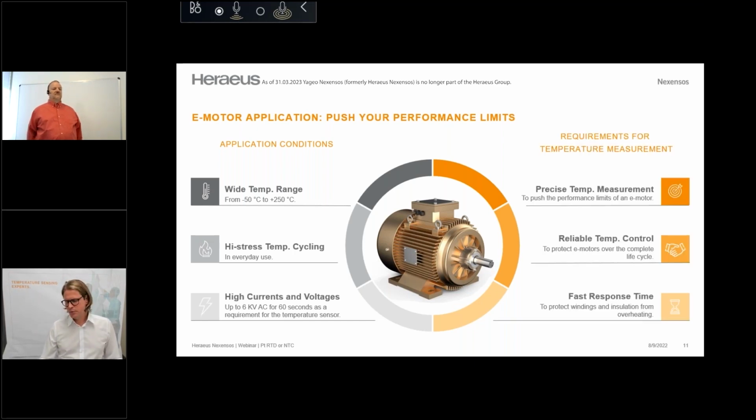That means we need a very precise temperature measurement, because you want to drive as long as possible on the left lane on the Autobahn. That means you want to go close to the material limitations in the e-motor. You need a reliable temperature control, because you want to have the same protection after 5 years, because you don't want to reduce the speed because of a worse protection. And you need for sure a fast response time, which is only possible with an optimized sensor and an optimized position of that sensor in the e-motor. The combination of that helps us to survive the high stress temperature cycling with our sensor and to protect the e-motor in the best way.